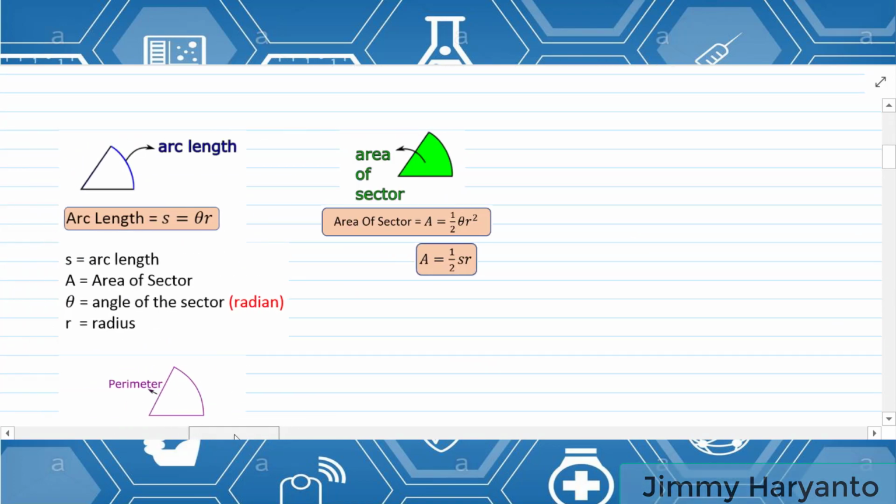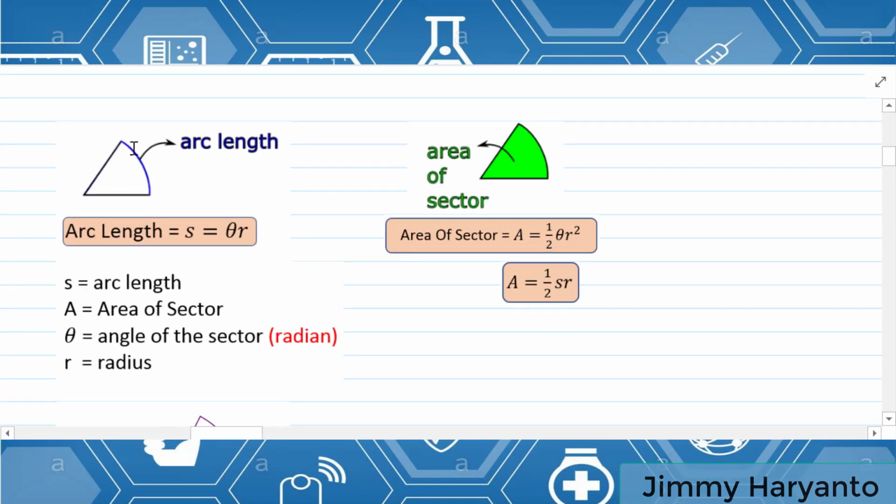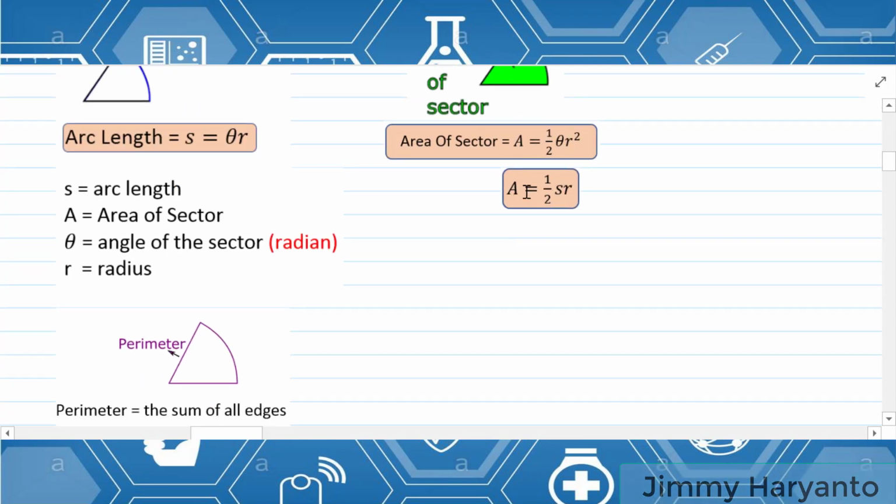Okay, and there is an arc length. Arc length is part of the circumference. The arc length formula is S equals theta r. And the area of sector, as before, is half theta r square. But area of sector can also be calculated using arc length. If the arc length is given, we can use this one: half times S times r. What is S? S is arc length, A is area of sector, theta is angle of sector, and R is radius.